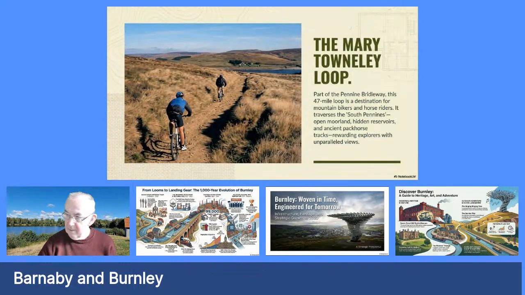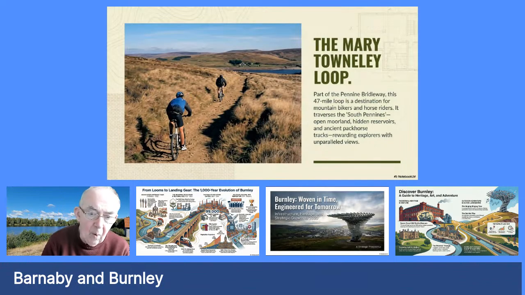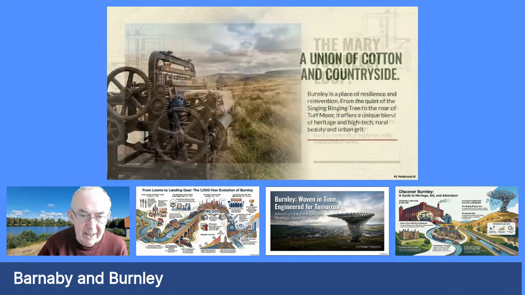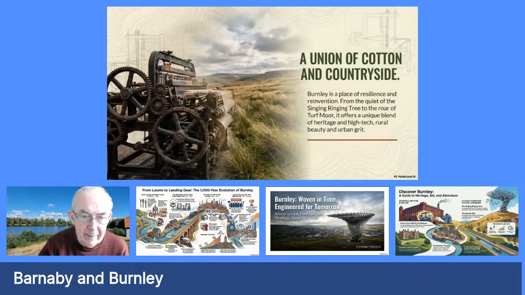Mary Townley, I showed you a few moments ago Townley Hall in Burnley. And Mary Townley was one of the Townleys, and they have created a cycle and horse route of 47 miles around the area. So it's a bridle way and a cycle path. It is, as I said, set in the countryside. So it is a union of cotton and countryside. It is at once an industrial area and an area of great beauty.